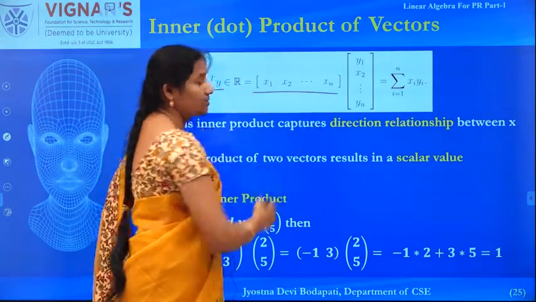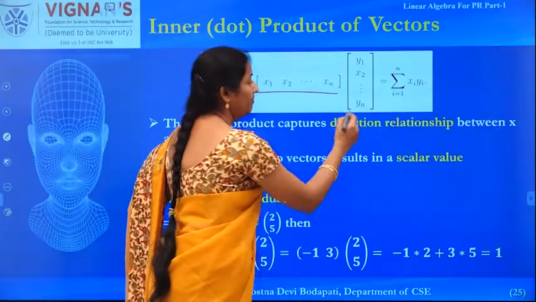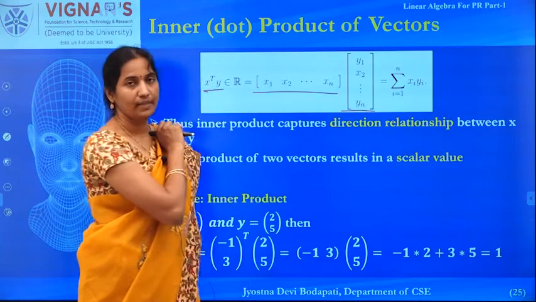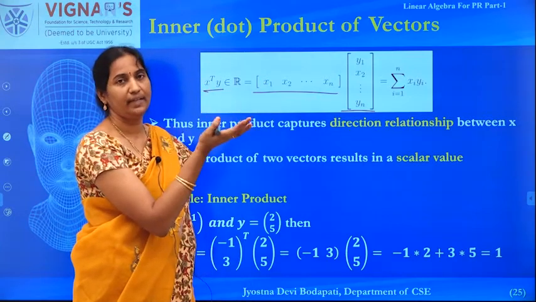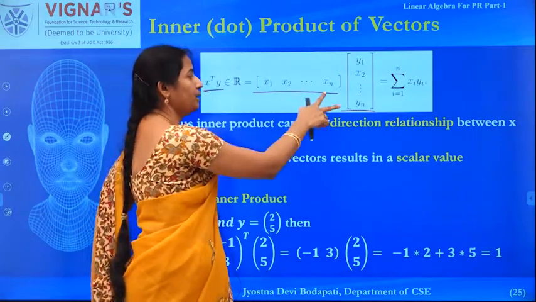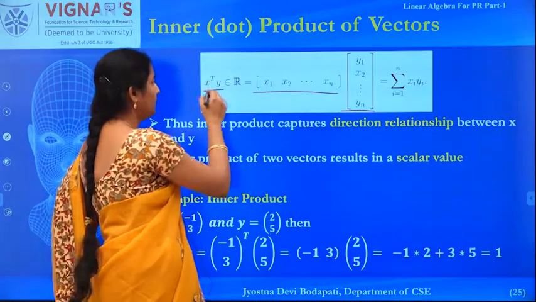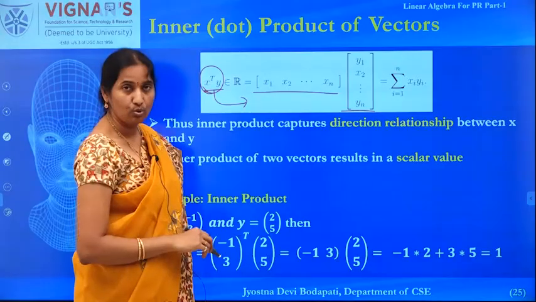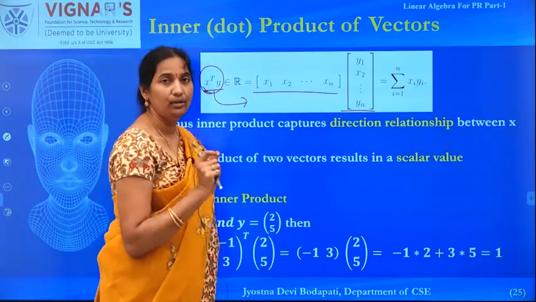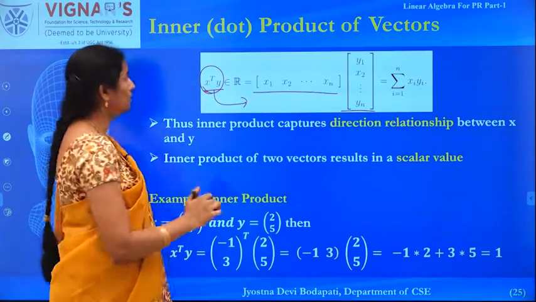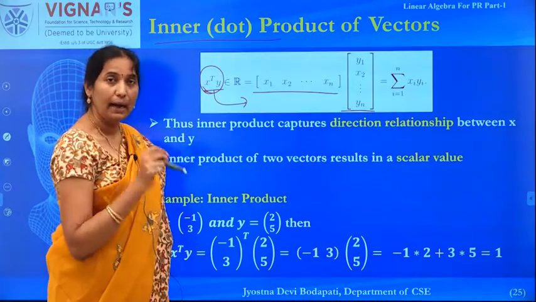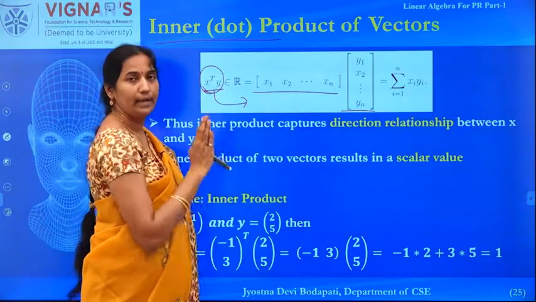Here this is x, which is in n dimensional space, and y, which is also n dimensional. So both should be in the n dimensional space. That n can be any value, but they should be compatible in size. Then only you can apply the inner product, or multiplication, on those two vectors. This kind of vector multiplication is called the inner product of vectors, and that is called the outer product. So now let's see what inner product is.